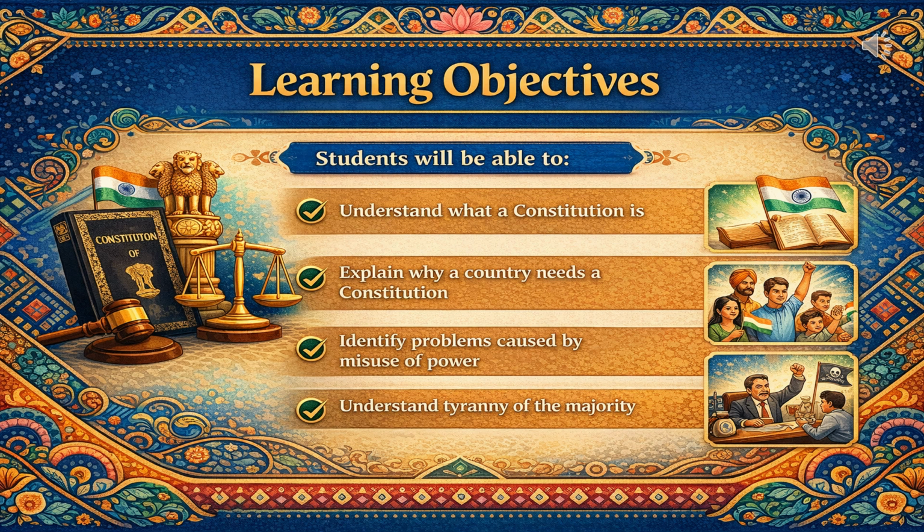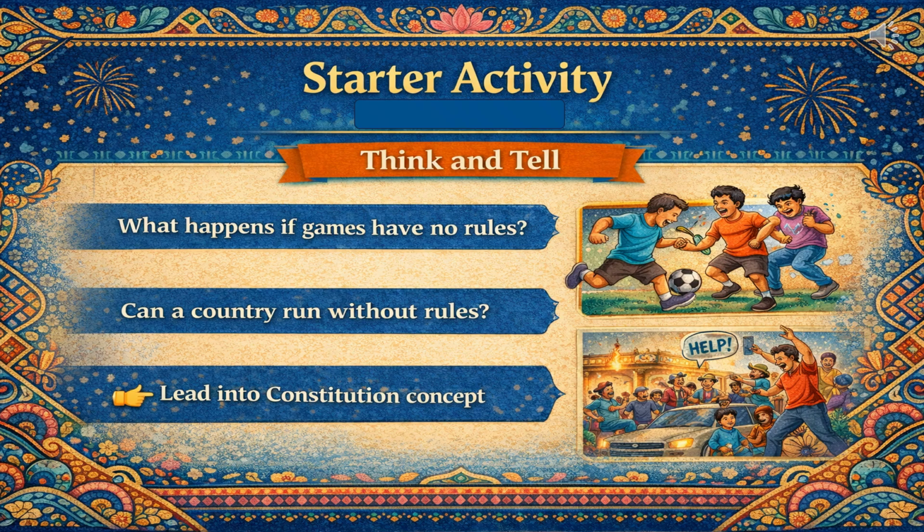Let's warm up our brains with a quick activity. Think about this. What happens if a football or cricket game has no rules? Yes, total confusion. Players will fight, argue, and the game cannot continue smoothly. Now another question. Can a country run without rules? Of course not. Just like games need rules, countries also need rules. And those rules together are called the Constitution.